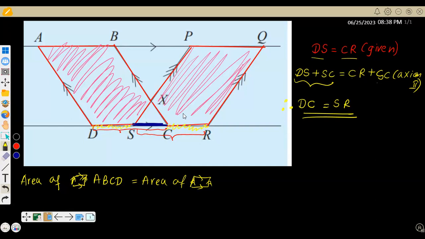And also you can identify they are between two parallel straight lines. What are they? They are AQ and DR. Then you can say area of parallelogram ABCD equals to area of parallelogram PQRS.